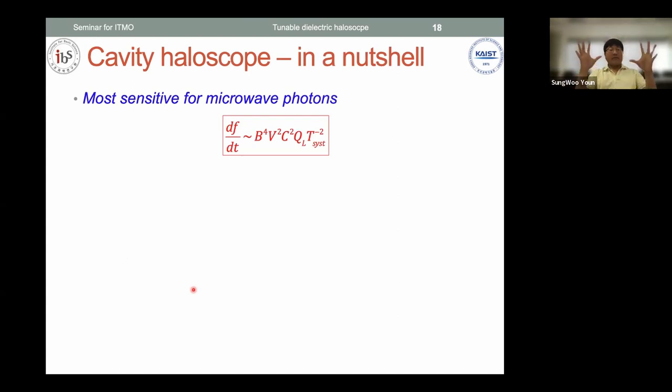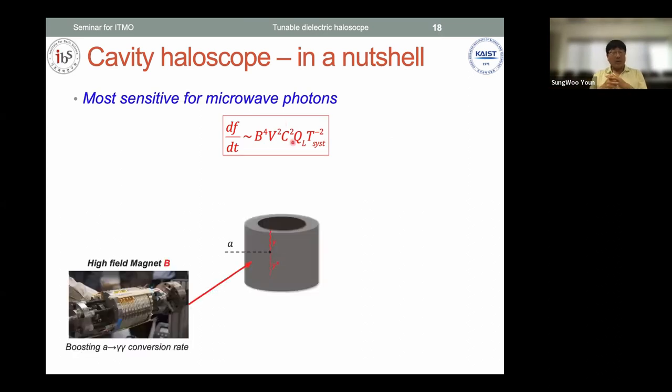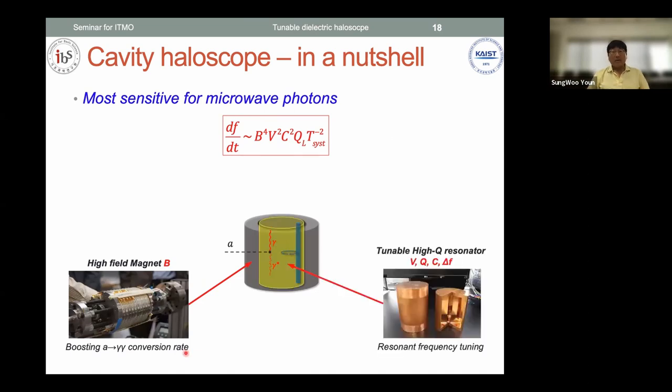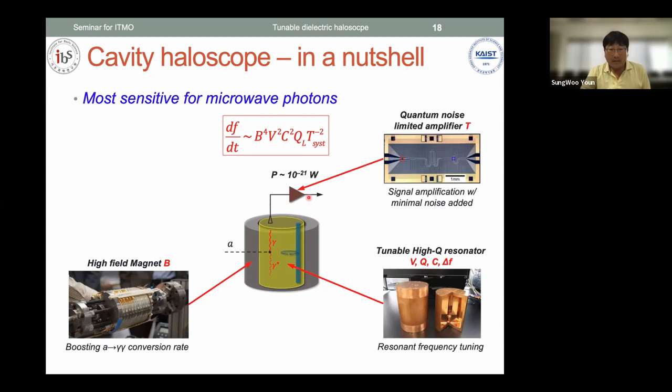This is a very quick summary of how we perform the cavity haloscope. What we want to do is improve these experimental parameters. We need a high magnetic field to boost the axion to photon conversion rate, and a tunable high quality resonator to enhance the resonant effect. As I mentioned, the power level is 10 to the minus 21, extremely small, so we need to amplify it with minimal noise added. That's why quantum technology is involved.